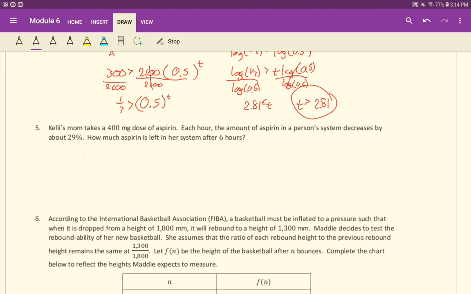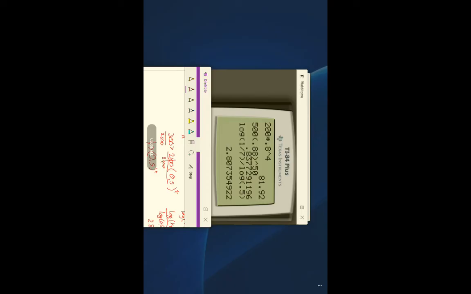Okay, so our equation is going to be A equals 400 times 1 minus 0.29 to the T. We want to know how much aspirin is left in our system after 6 hours. So that's our formula, and we're just going to plug 6 in for T. And then solve that. So 400 times 1 minus 0.29 to the 6.